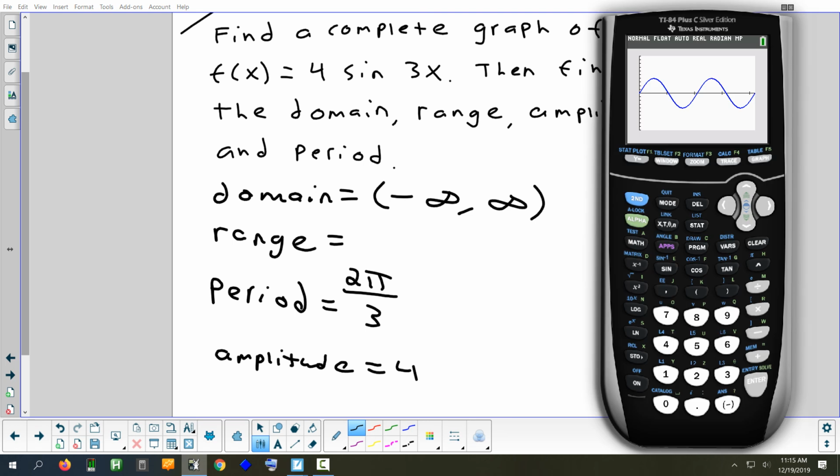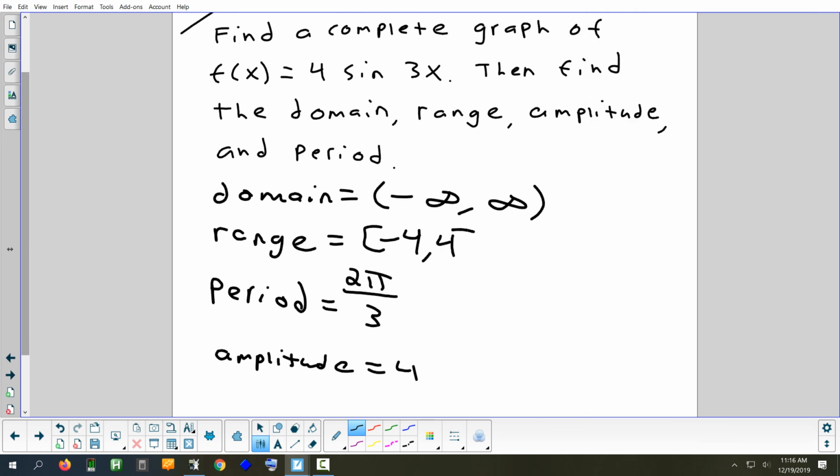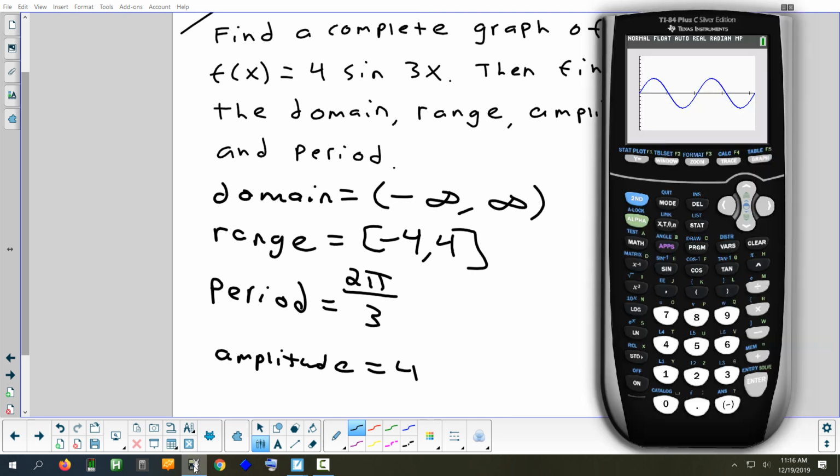How about the range? What's the range going to be, Emily? -4 to 4, including or not including? Including, because normally sine is -1 to 1. You've quadrupled the height. So now it's -4 to 4. Okay. So we found everything they wanted, and we did a complete graph showing 2 cycles. Questions on that?